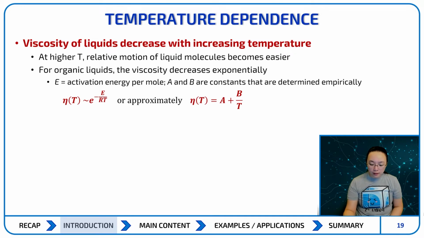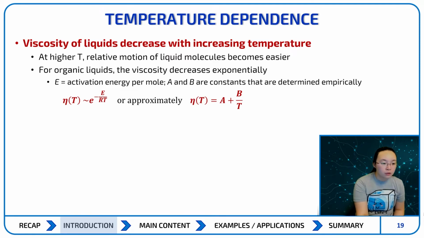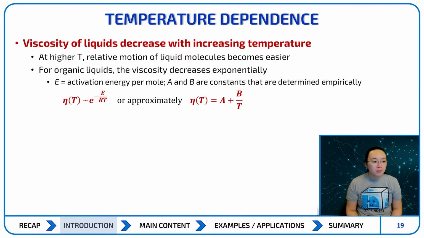So in terms of organic liquids, the viscosity will decrease exponentially according to this equation over here, or this proportionality, where it's approximately proportional to e to the power of negative E over RT. E is the activation energy per mole, and A and B are going to be constants. So this is something that we won't be testing you on, but it is good to know that for organic liquids, the viscosity will decrease exponentially based on proportionality statements.